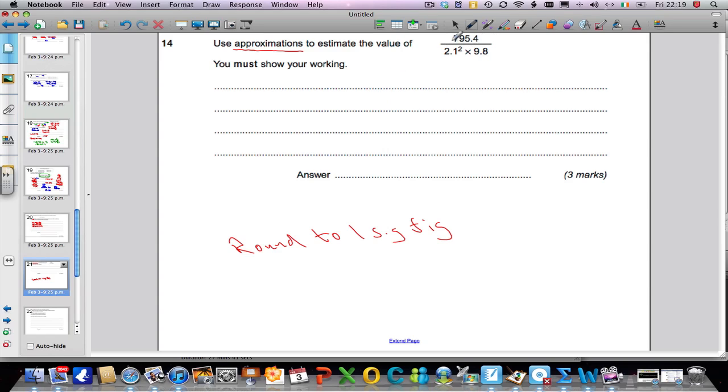So 795.4 written really easily is close enough to 800, and I'm going to divide that by 2.1 squared. Well, I don't like that 2.1, so I'm going to write it as 2 squared, rounding to one significant figure, and I'm going to multiply that by 9.8, which is really around about 10. So that's approximately 800 divided by, well, that's 4 times 10, which is 40, and then simplifying your fraction, 4 into 80 goes 20 times.